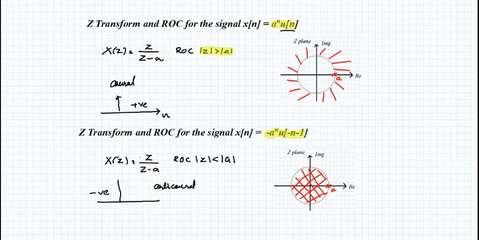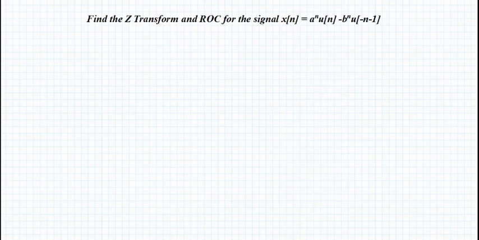Okay. Now we'll see another question, which is a combination of two signals, a raised to n into u of n and b raised to n into u of minus n minus 1. We can consider these two signals as separate signals. For example, this is x1 of n, and this is another signal, x2 of n. From the previous result, the z transform of the first signal, x1 of z, is z by z minus a, and modulus of z greater than modulus of a is the ROC, region of convergence, of the first signal.